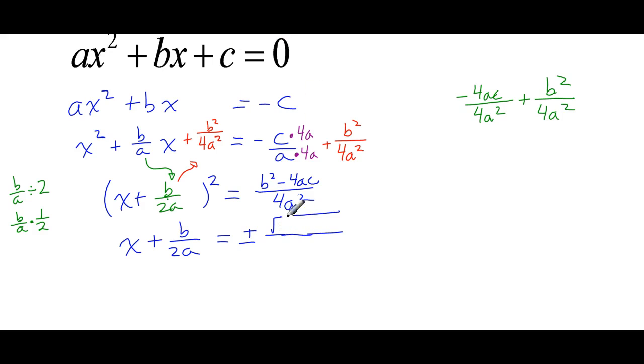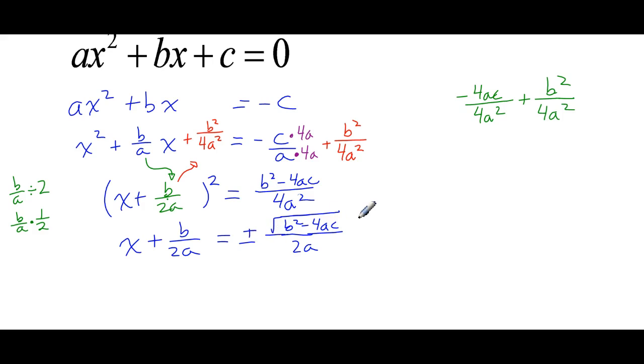Let me be careful and write it right. B squared minus 4ac inside the root. But the square root of the denominator, that simplifies a lot. Square root of 4 is 2, square root of a squared is a. So we get plus or minus this.